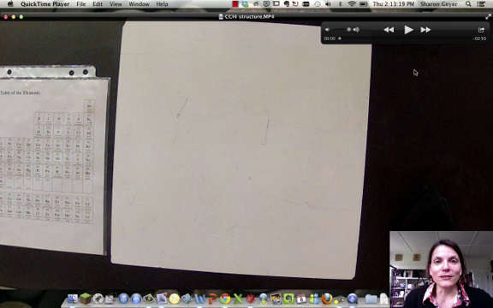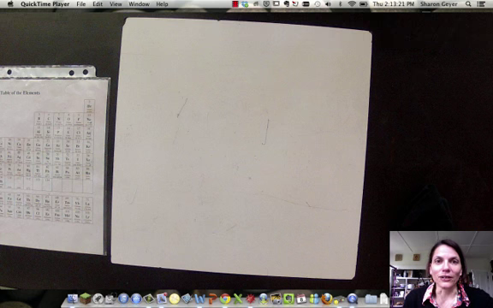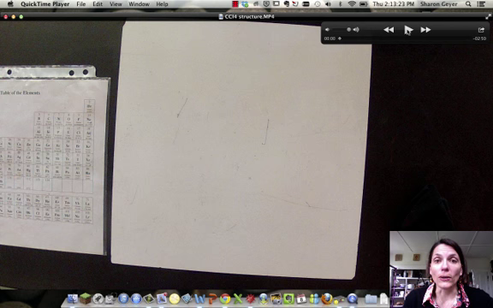So I'm going to show you the steps needed to create a Lewis dot diagram for a single bond molecule.